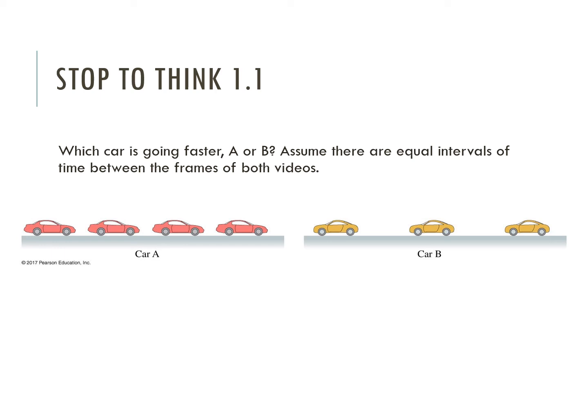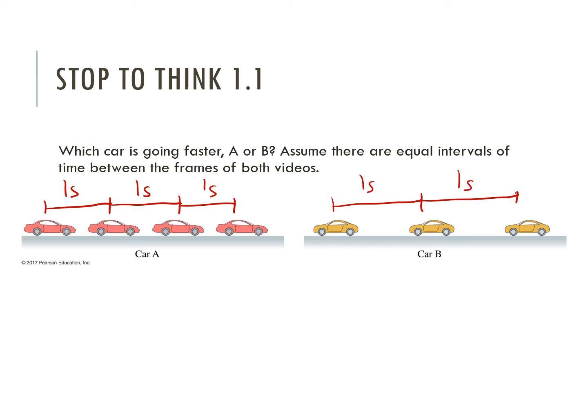Okay, so I'm now assuming that you have paused the video, gone through, and answered car A or car B. With this particular series of images, we have a car. It doesn't tell us which direction the car is moving, but it tells us there's an equal interval of time between the frames of both videos. So let's say, for the sake of time, it is 1 second between each of our pictures.